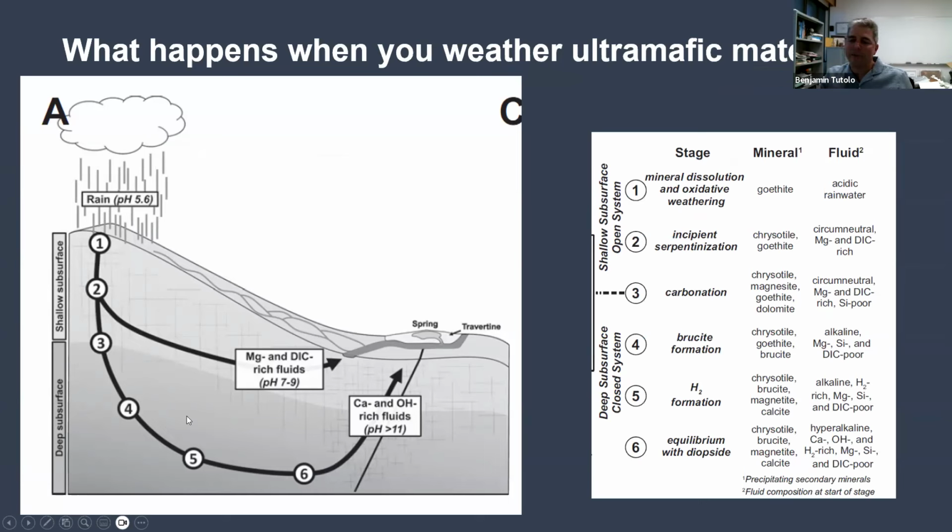This is also a diagram from the Oman ophiolite in Oman. And what you see again is that the pH increases. You end up with potentially magnesium and dissolved inorganic carbon-rich fluids. If this was Mars and reducing, you'd also have iron in those fluids as well.